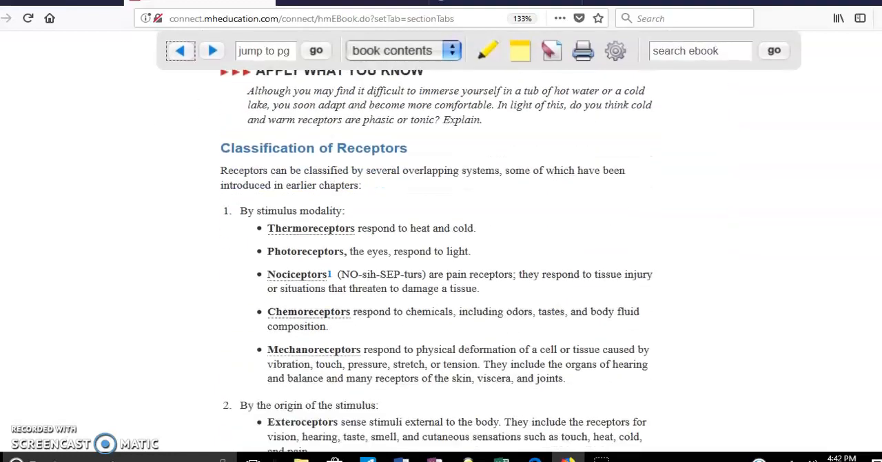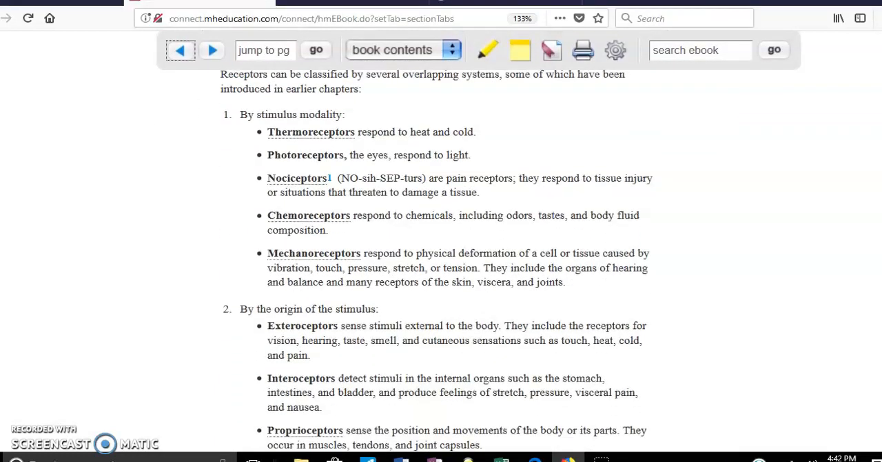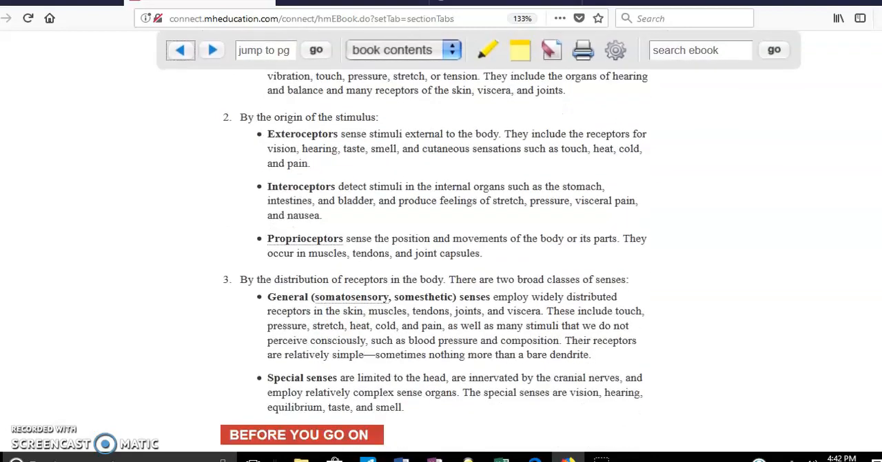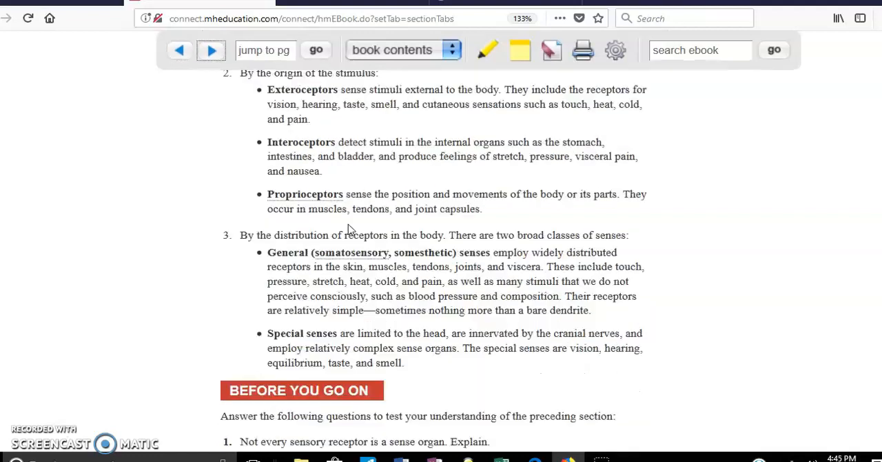Now, obviously, the receptors can have multiple different types of classifications, such as based on the modality. They can be receptors for temperature, receptors for pain, receptors for light, receptors for chemicals, etc. Now, we also have classification based on the origin of the stimulus, which can be exteroceptors, interoceptors, or proprioceptors. The muscle spindles are proprioceptors at the level of the muscles, as you can see right here.